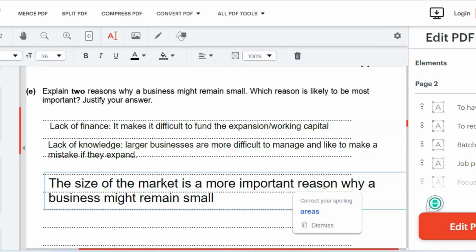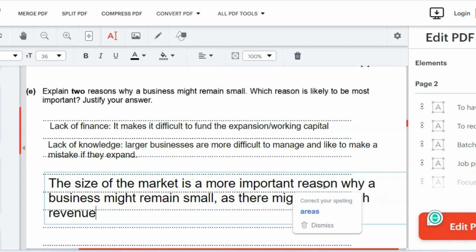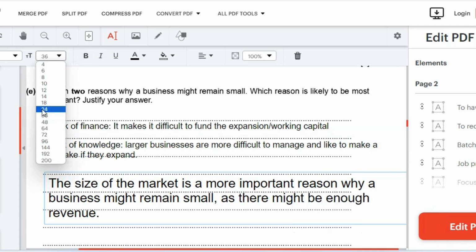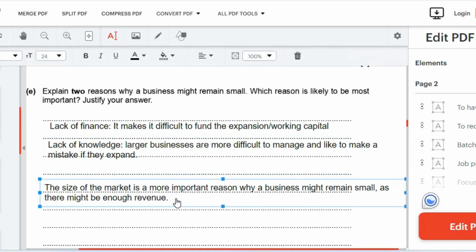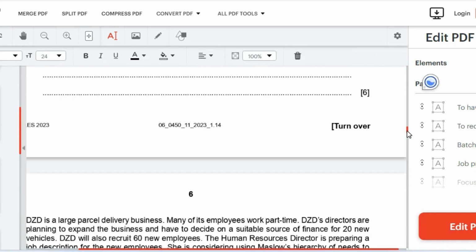As I explained, when the size of the market is relatively small, there might not be enough revenue. And this can actually reduce the need for finance anyway. Now let's move to the next question.